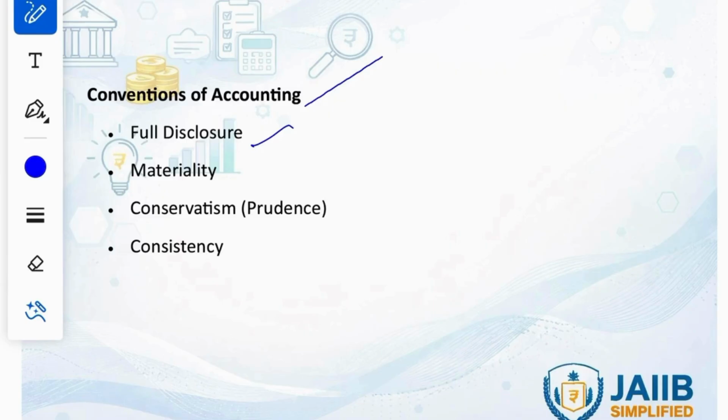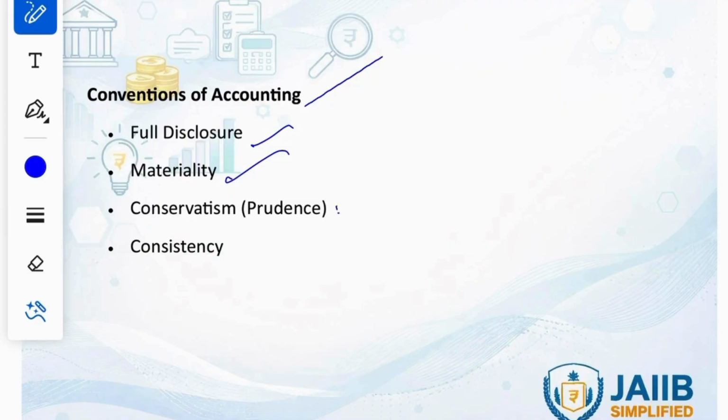Next, materiality concept. In this materiality concept, only information significant enough to influence decisions matters. More details that don't affect understanding can be ignored. For instance, small stationery expense may be written off immediately rather than tracking in detail. According to this materiality concept, our focus is only on high materiality transactions, not on petty expenses.